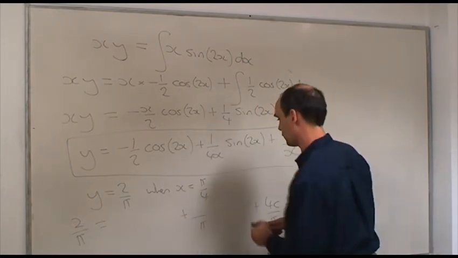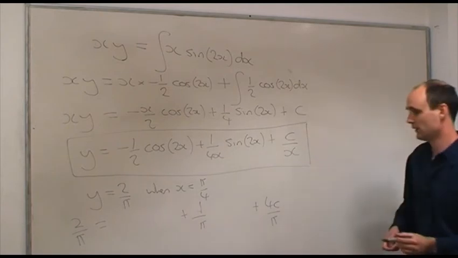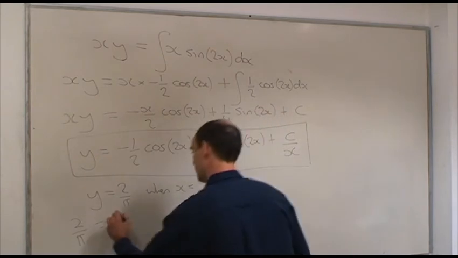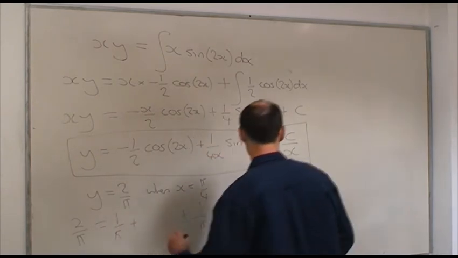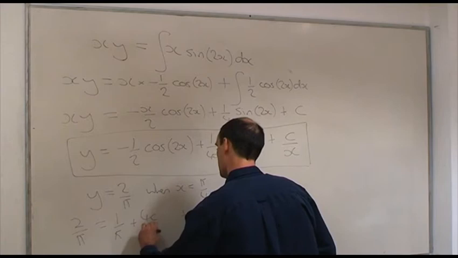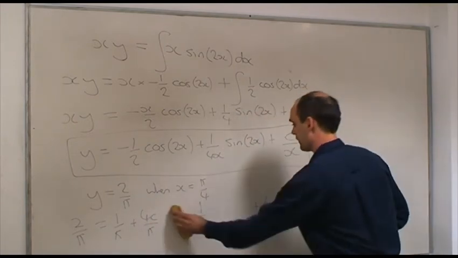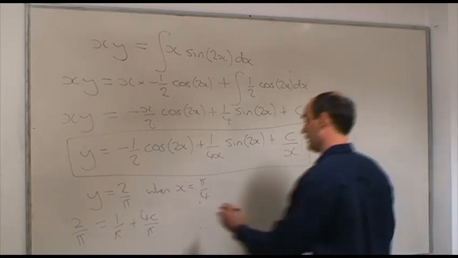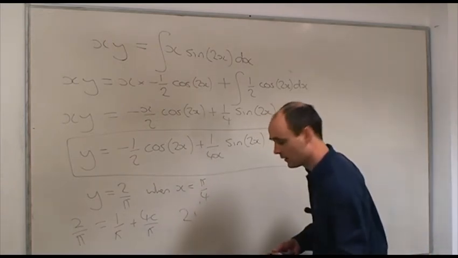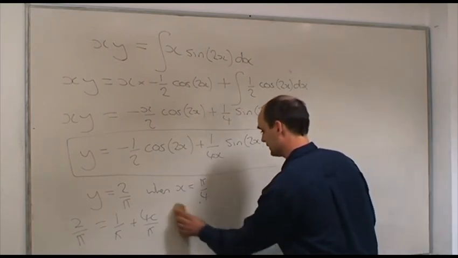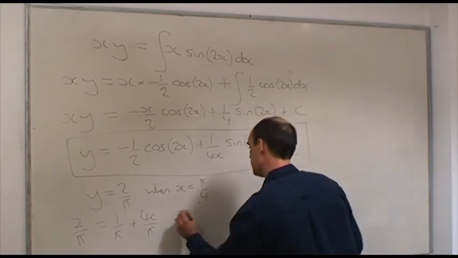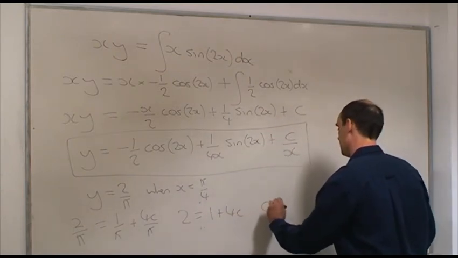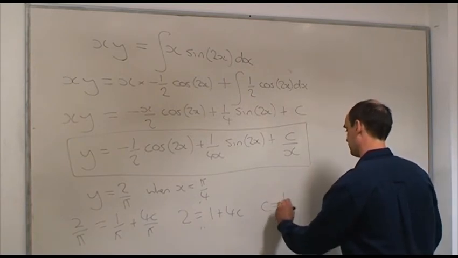Cancel our 4s out, so that gives us 1 over pi, and we end up with this big equation here. So 2 over pi is equal to 1 over pi plus 4c over pi. And now you should be able to see that it's very easy. We can multiply through by pi and get 2 is equal to 1 plus 4c. So therefore c is equal to a quarter.